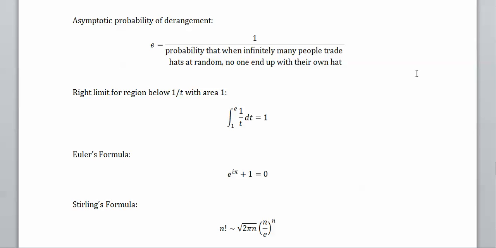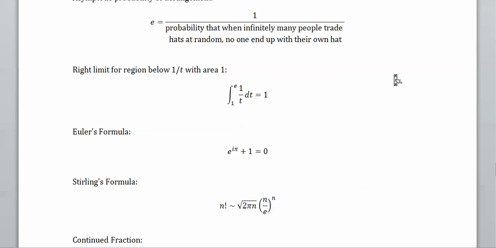In other words, this denominator becomes a little bit smaller, and in the limit, as the number of people approaches infinity, the probability is going to approach 1 over e, and therefore its reciprocal will approach e. So that's kind of crazy.